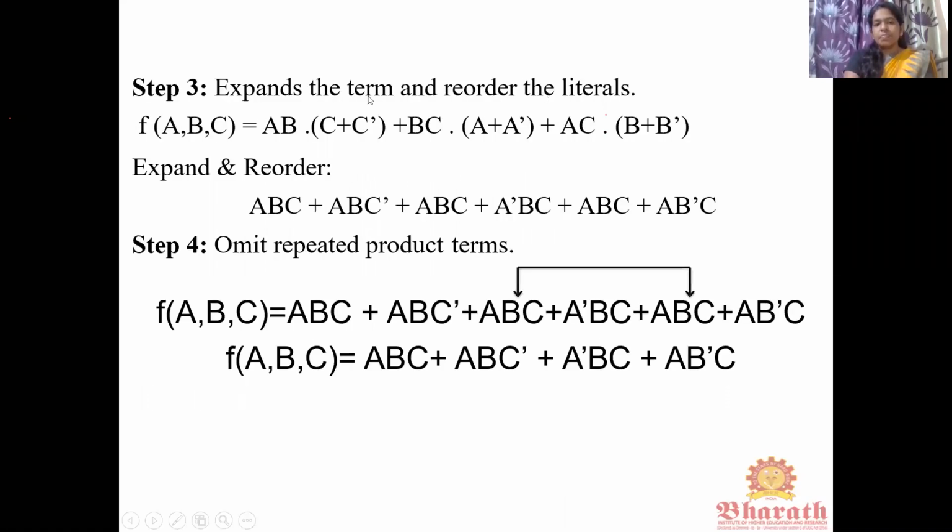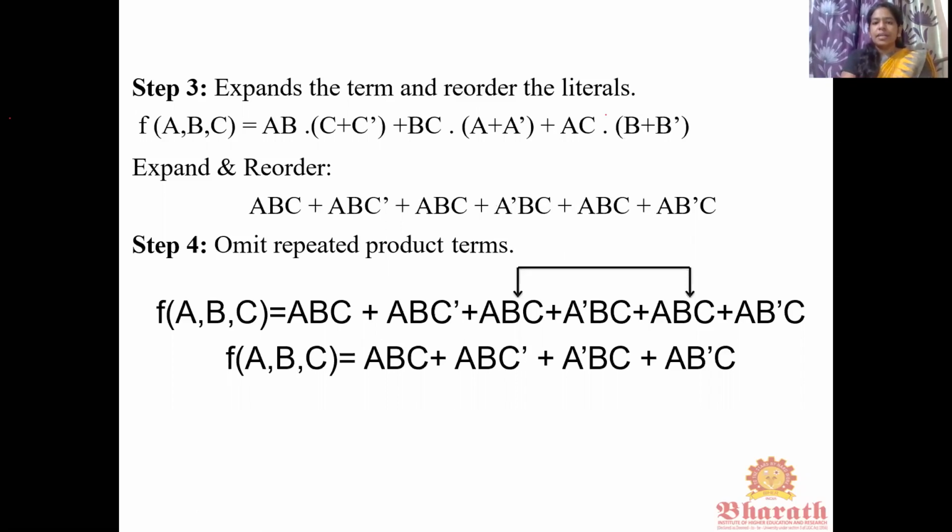Step 3 is expand the terms and reorder the literals. So this is the expression we got in our step 2. So expand and reorder. A, B, C. We have to multiply the term inside. So A, B, C, A, B, C complement plus B, C, A. We have to go with in a order. So A, B, C. Then plus A complement B, C plus A, B, C plus A, B complement C. This is the expanding the terms and reorder the literals.